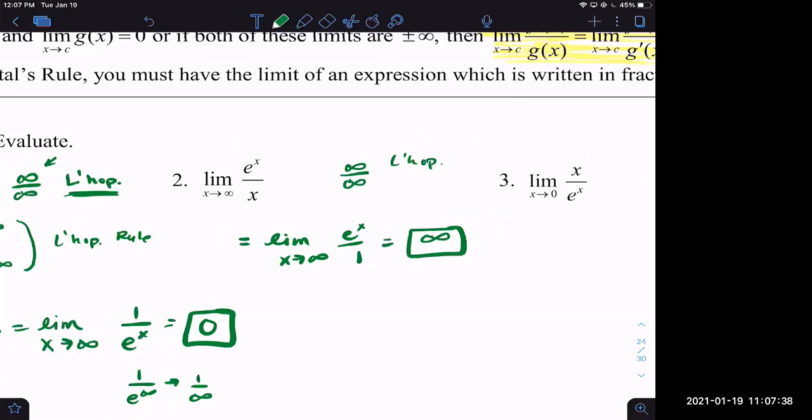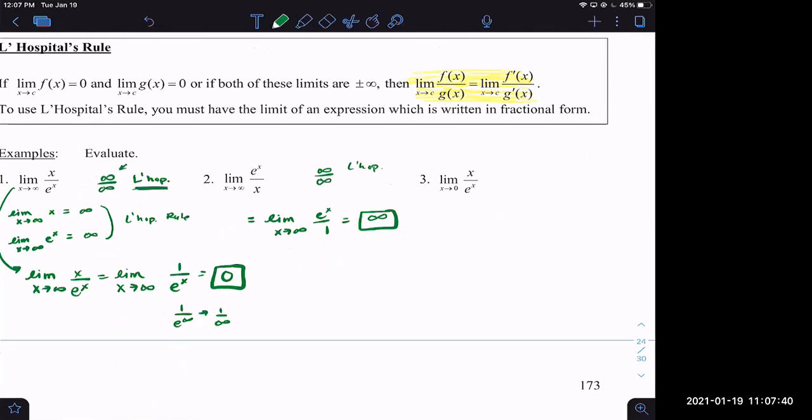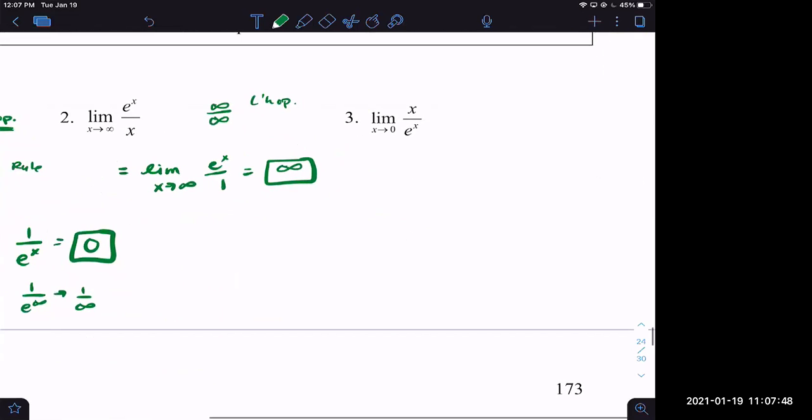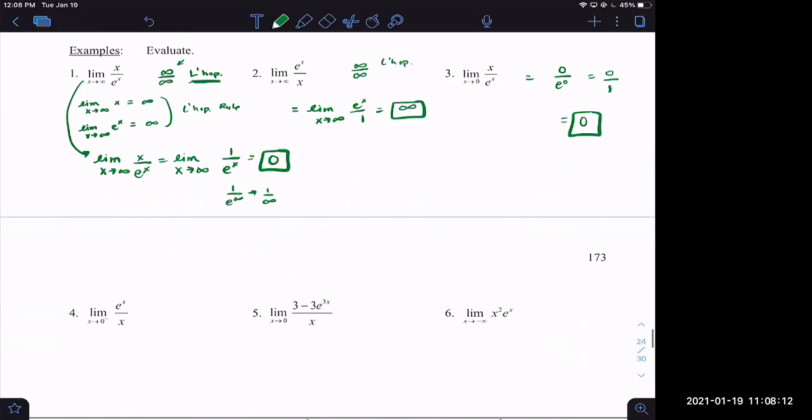Okay. But again, I need to emphasize, don't apply this rule unless it's 0 over 0 or infinity over infinity. So on number 3, I'm going to do direct substitution first. If I plug in 0, the top is 0. The bottom would be e to the 0. What's e to the 0? 1. So this is really 0 over 1, which is 0. It is not 0 over 0. So don't try to apply L'Hopital's rule. You'll get the wrong answer if you take the derivative of the top and the bottom. So just don't apply it unless it's one of those two cases.